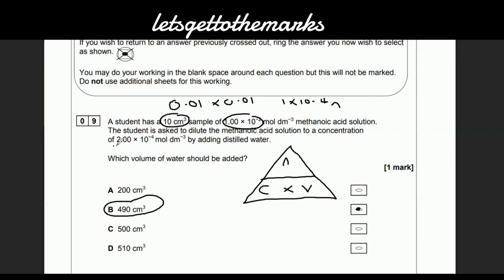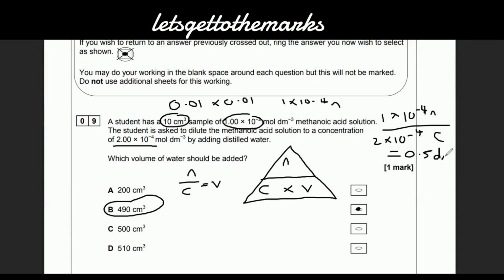And then we know the new concentration has got to be 2 times 10 to the minus 4. So that's the same as saying that. So we need to do N over C equals V and find out what the new volume is going to be. So if I do 1 times 10 to the minus 4 moles, and I do that over the concentration, which is 2 times 10 to the minus 4, that equals 0.5. Hang on, you say, what's 0.5?